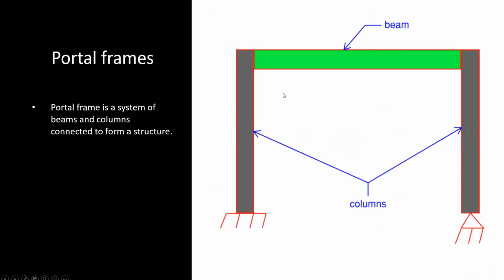Or portal frames. A portal frame is nothing but a system of beams and columns which are connected together. So this is a very basic, single storied, single span portal frame, wherein you have a beam which is shown in green, which is connected to these vertical members which are known as columns. So the load path here is whatever load the beam sees, it just transfers that to the column, and then from the column the load goes to the foundations, right?